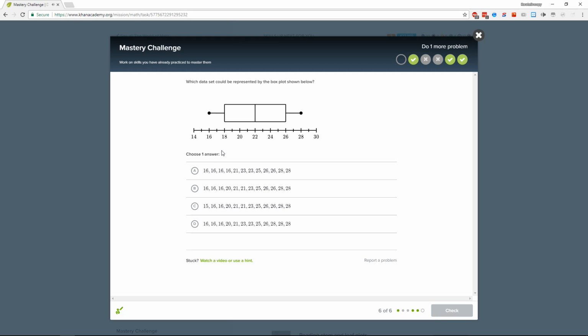Which data could be represented by the box plot? Alright, let's see. We know all about box plots now. There's 5 over there. And 6 over here, so it's the center two numbers. 22, so it's not that top one, it's not the bottom one. And it's this one because it stops at 16, not 15.